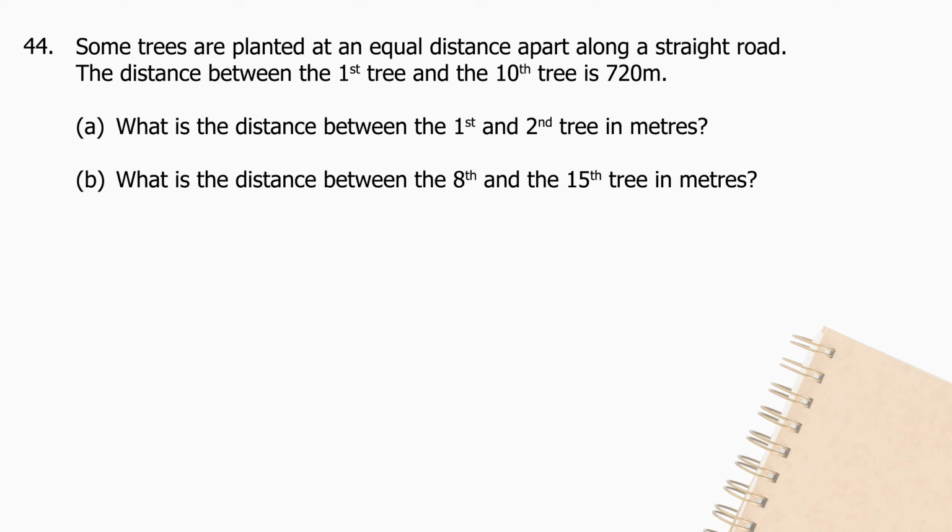Question 44. Some trees are planted at an equal distance apart along a straight road. The distance between the first tree and 10th tree is 720 meters. A. What is the distance between the first and second tree in meters? B. What is the distance between the 8th and the 15th tree in meters?